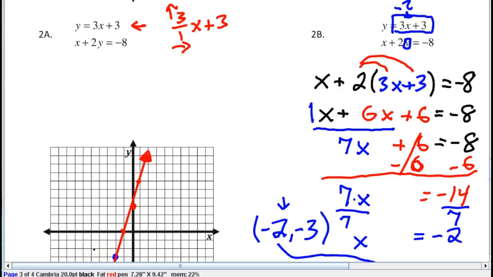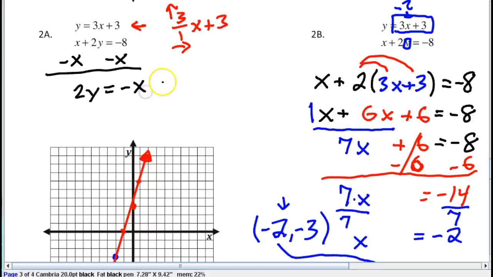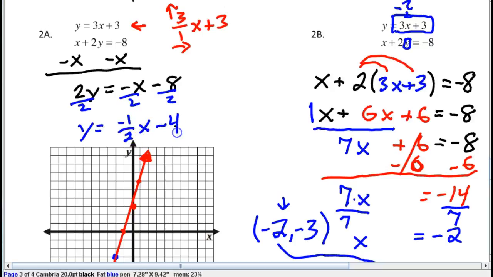Let's start solving our second equation. 2y equals negative x minus 8, and divide everything by 2. Y equals negative 1/2 x minus 4.